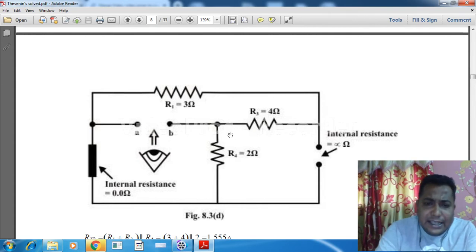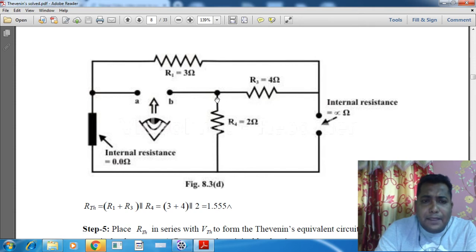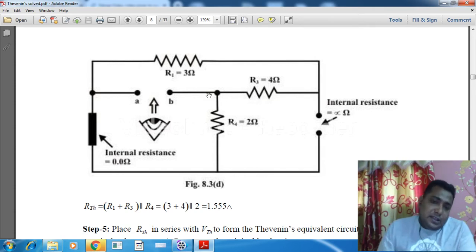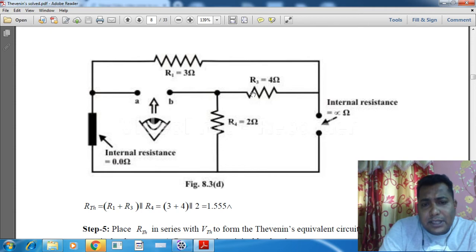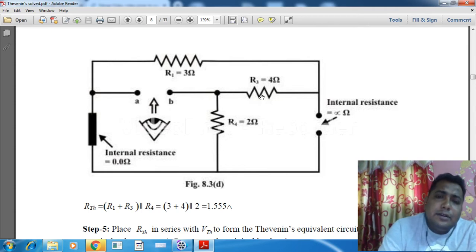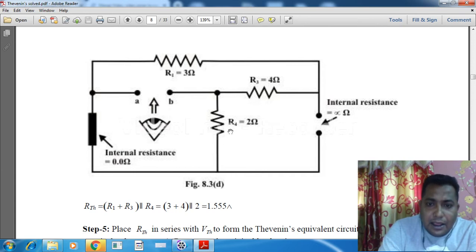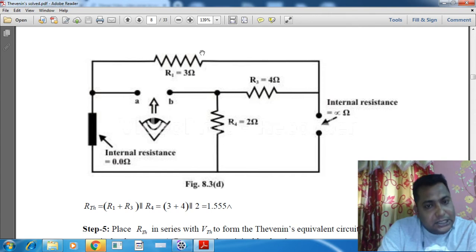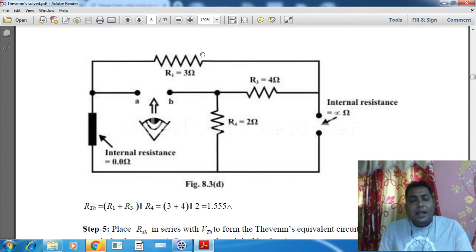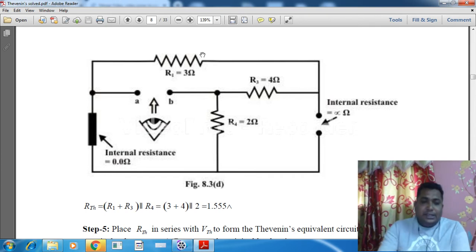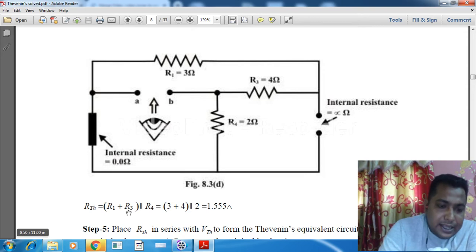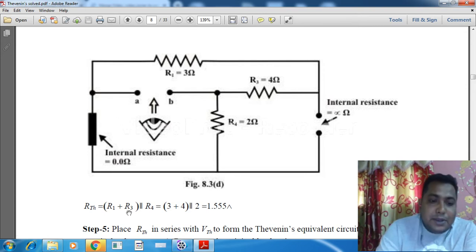Now let us see. This is three resistances we can see over here. So if we view from this node, then we can say that these two are in parallel, and again with this R3, this R1 in series. Initially we can say that R1 and R3 are in series, and this whole combination is in parallel with this R4. This is the RTH: R1 and R3 are in series, and with that this R4 in parallel.